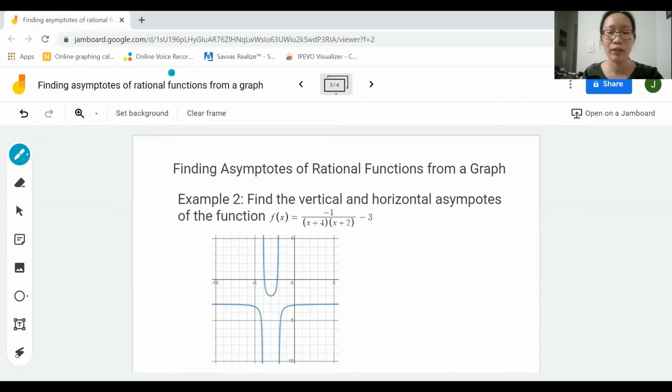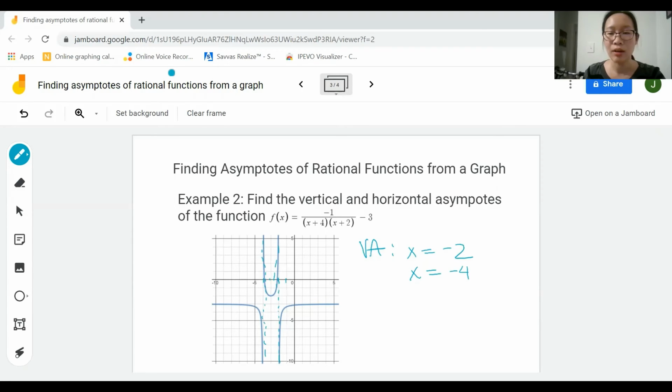Here we're asked to find the vertical and horizontal asymptotes of the function f of x is equal to negative 1 over x plus 4 times x plus 2 minus 3. Again, my vertical asymptotes are my vertical lines that my graph doesn't cross or touch, and it looks like it's right here and right here. So if I count from 0, that's negative 1, negative 2, x equals negative 2, and then negative 3, negative 4, and then x equals negative 4.